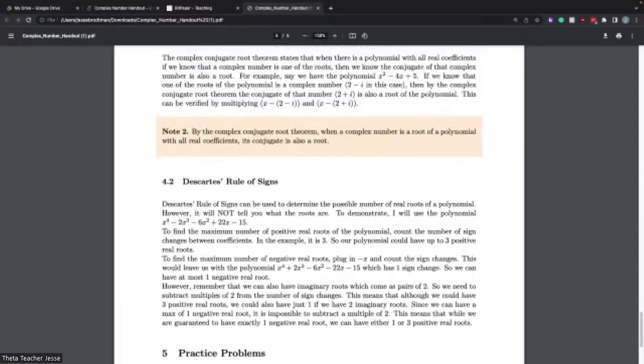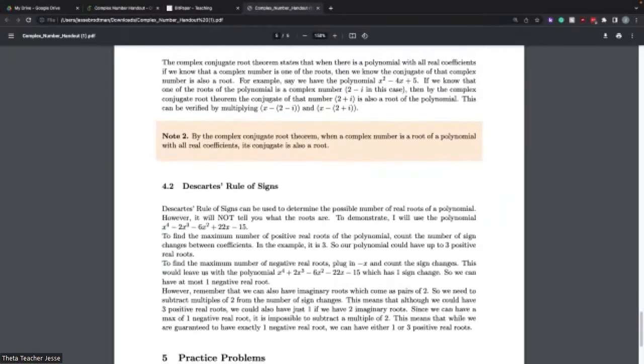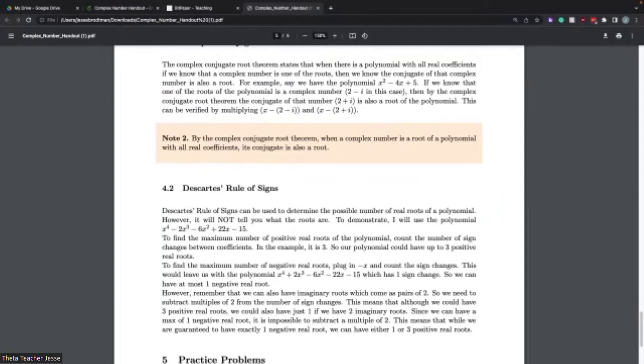Also, by the complex conjugate root theorem, when a complex number is a root of a polynomial with all real coefficients, its conjugate is also a root, which is what I said.